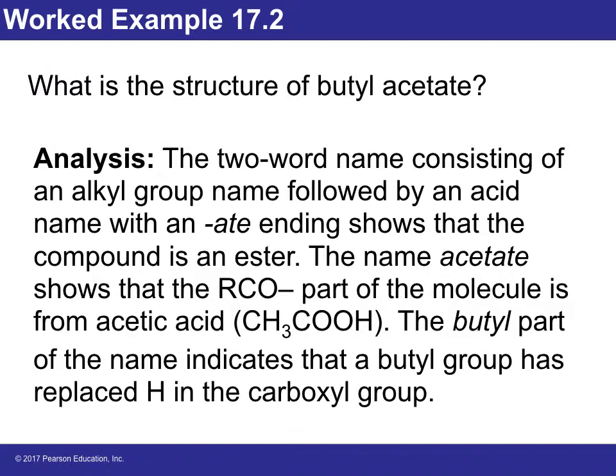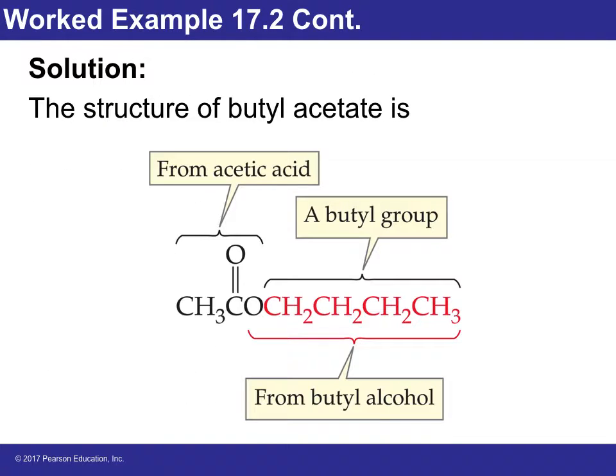Sometimes people name it HO-Ac for acetic acid. The butyl part of the name indicates that you have a butyl group that has replaced the H from the carboxyl group. So this is here the solution. You have here on the left side CH3COO, no H, because it's attached to a butyl group from the butyl alcohol.